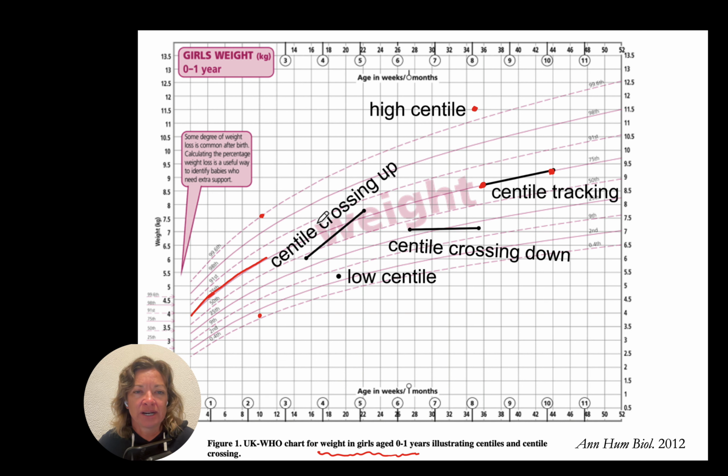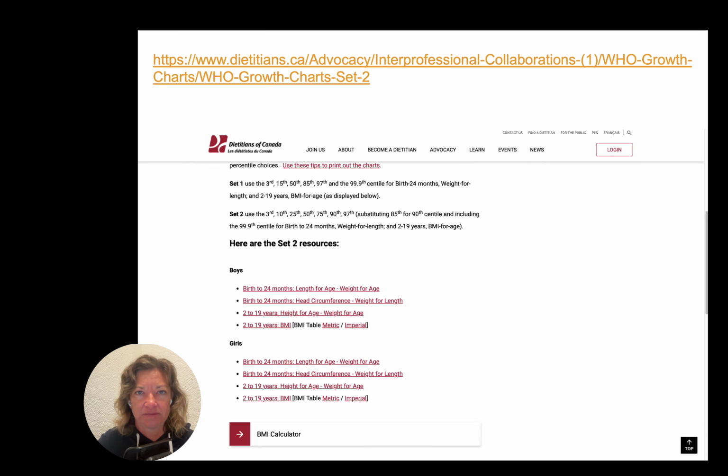What we want to watch out for is big changes moving up, crossing multiple centiles, this centile crossing up, or centile crossing down. And if you see a child, especially early in life, following any curve, and then they fall off a curve and start to measure way below it, that is much more of an indicator that there's something going wrong.